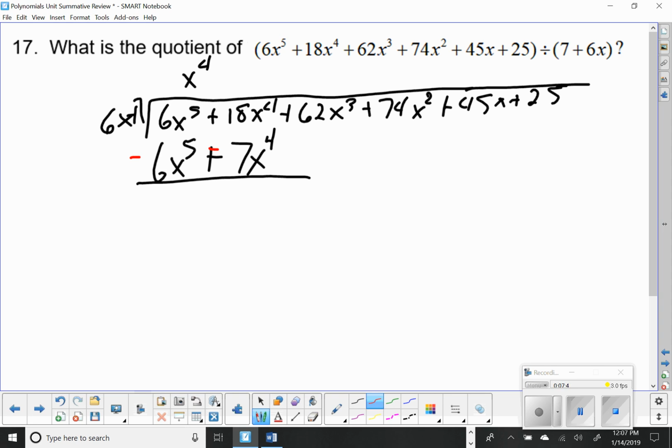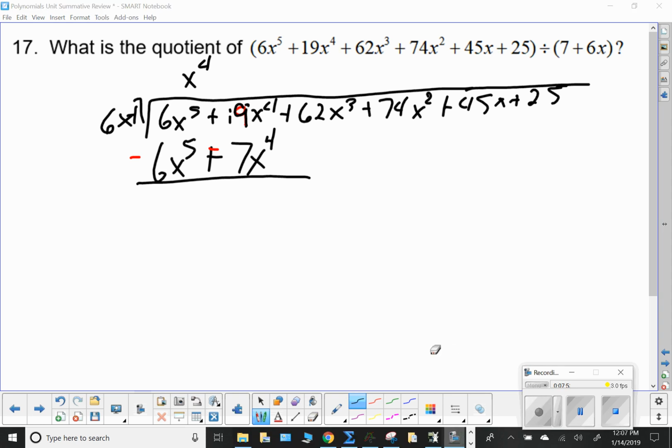Now I have 18 minus 7 is 11. Hang on just a minute. Let me see if I cut and pasted this correctly. Sorry about that. This should be a 19x to the 4th. That was my mistake when I was playing around trying to come up with correct things.